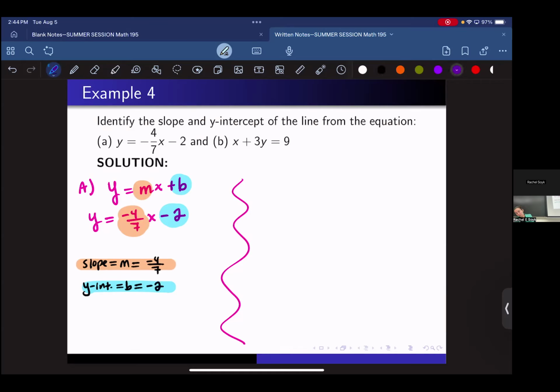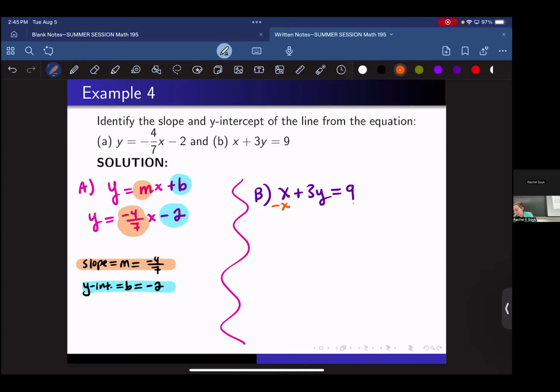Part B, we have to put it into y equals mx plus b, so we have that additional step. And then we can identify what our slope is. So we have to isolate that y.